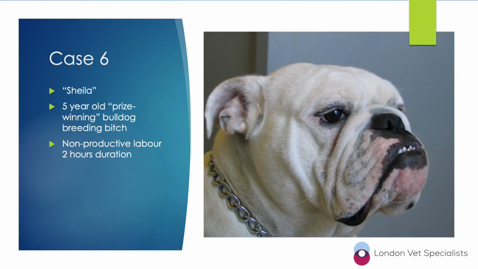The final one, we have Sheila. She's a prize-winning French bulldog or bulldog bitch, and she has been bred to give her 7th litter of puppies, but she's having a non-productive labour, which has been happening for 2 hours, and the decision is made to perform a caesarean section.